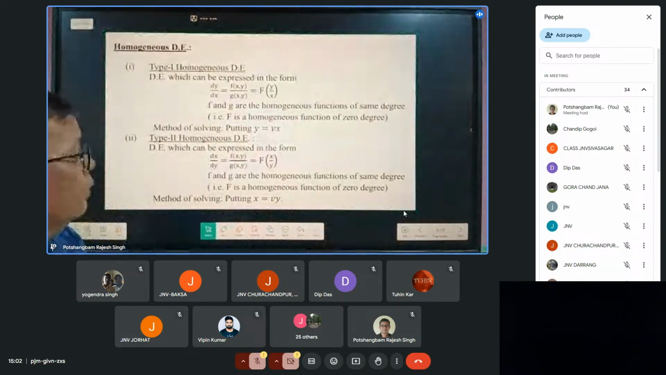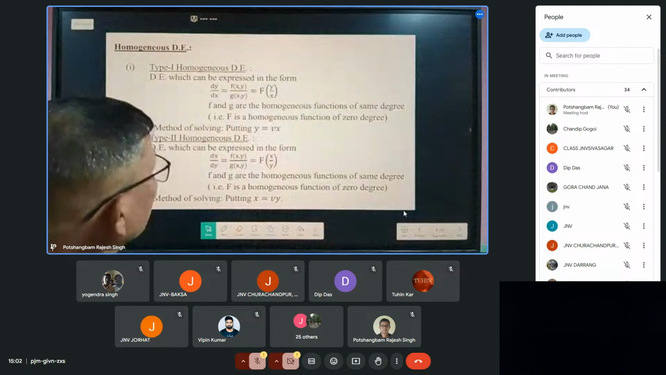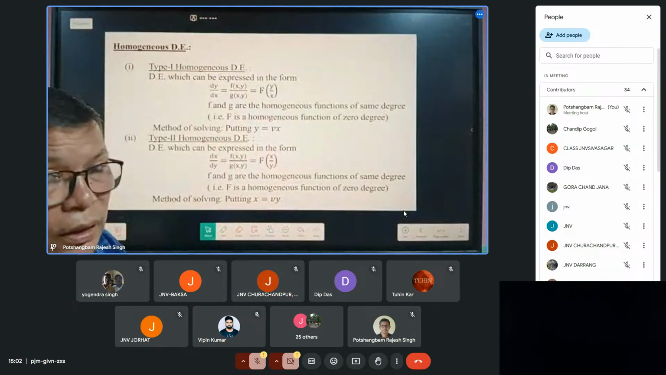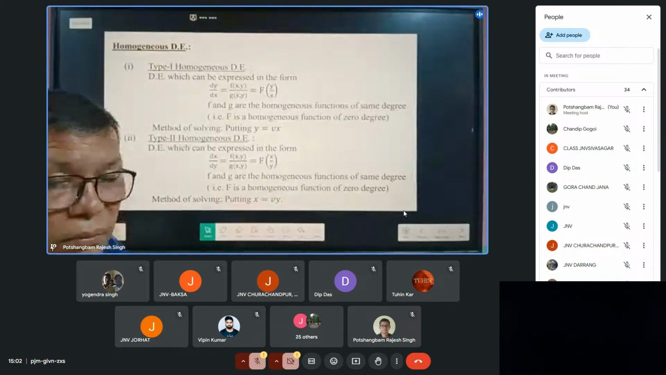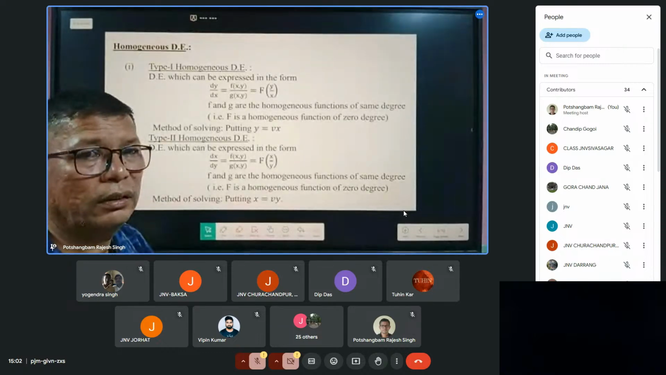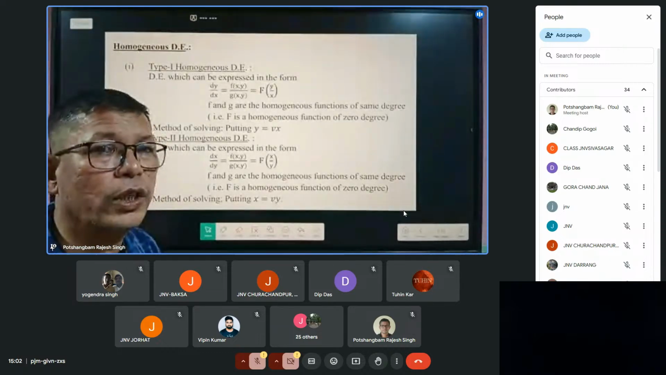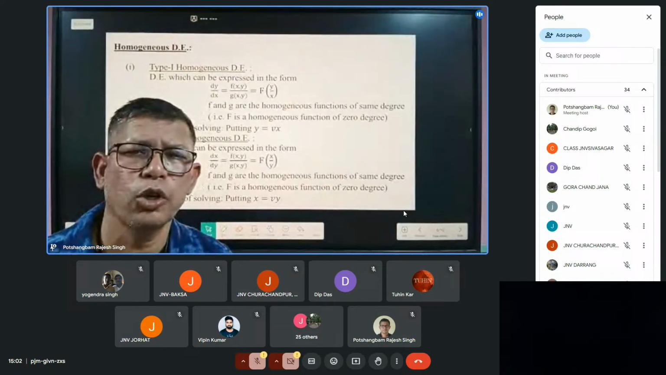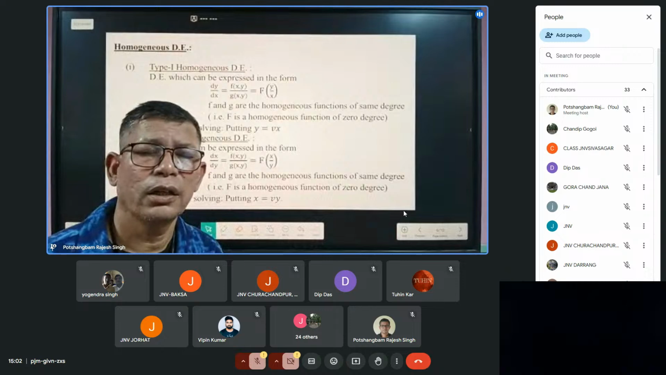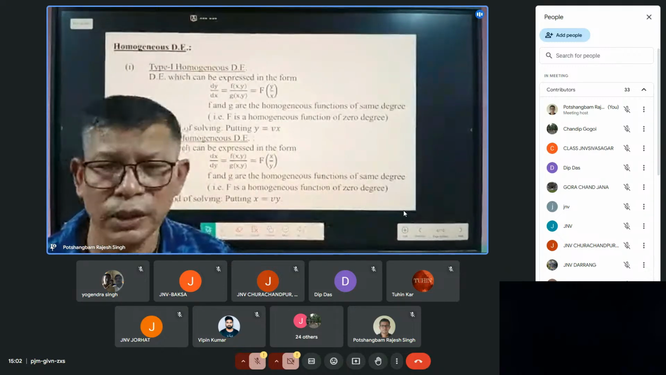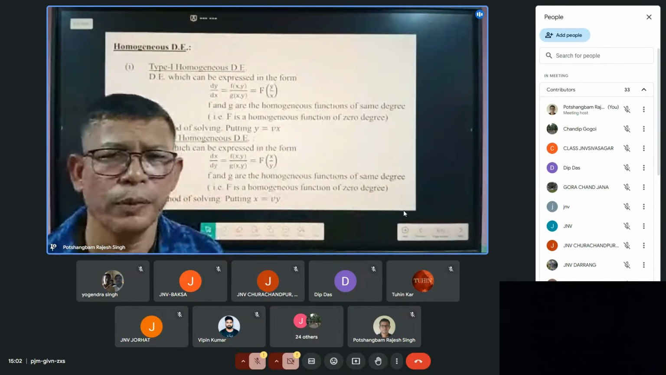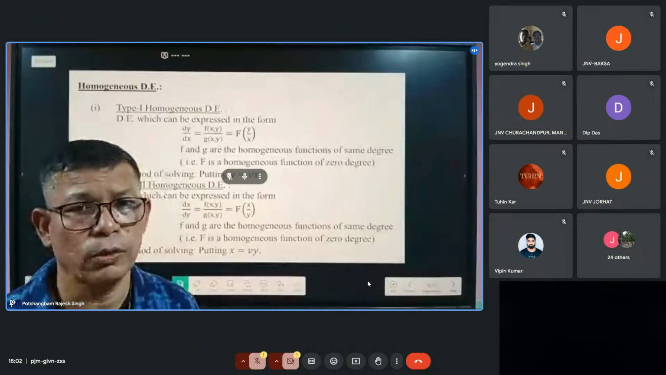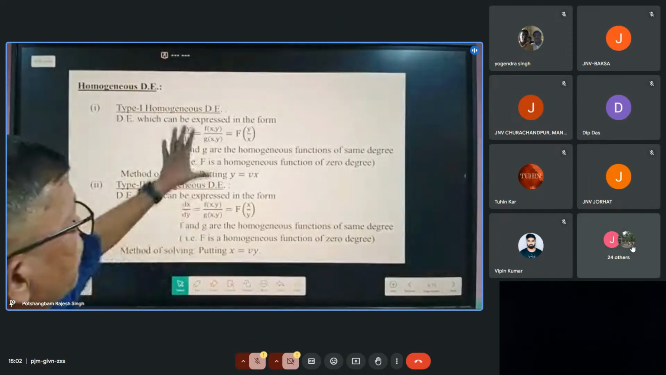Here is the discussion about the homogeneous differential equation. This may not be understood by you, but I will explain it slowly, and how you can know whether a differential equation can be solved by this method, and generally in what way a homogeneous differential equation can be solved. Okay, I will discuss.